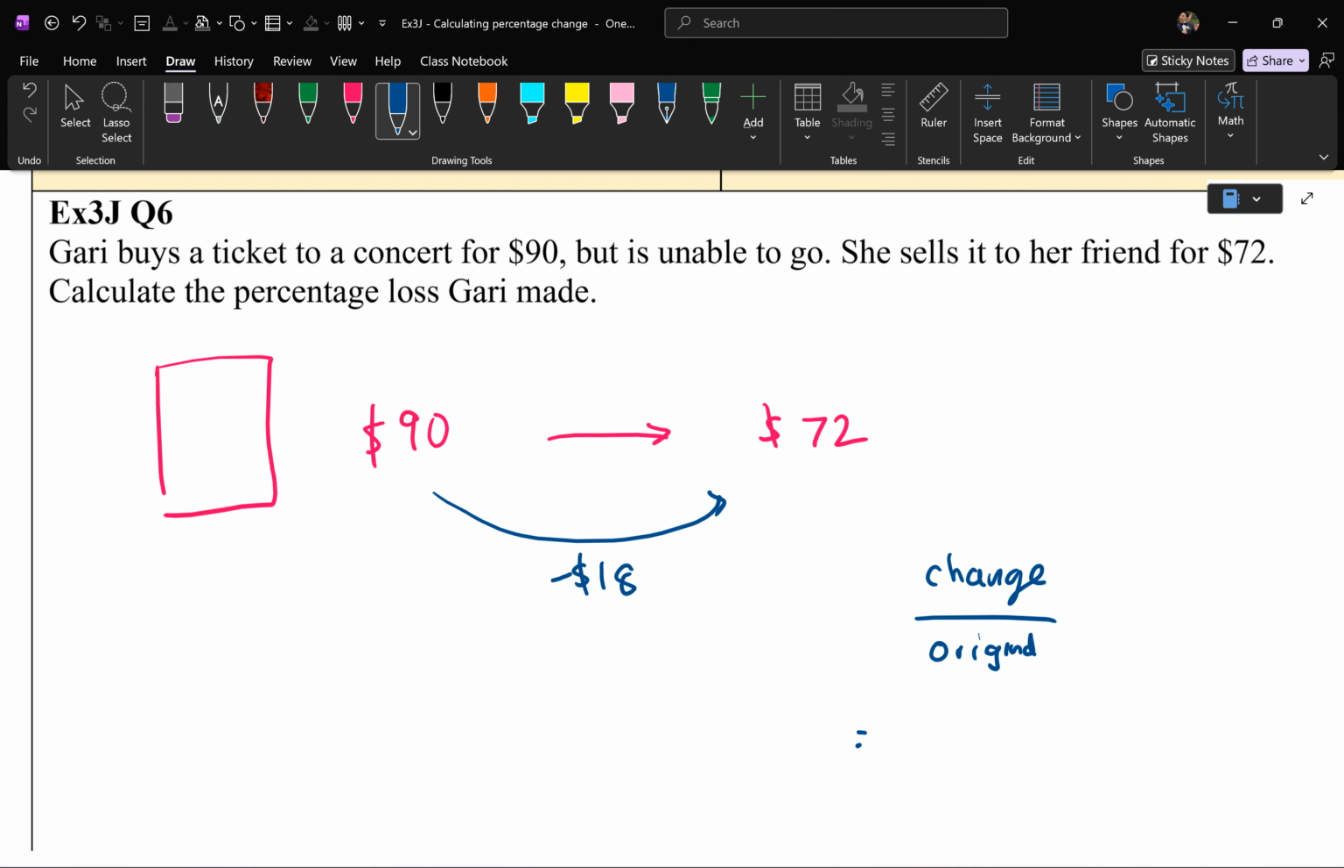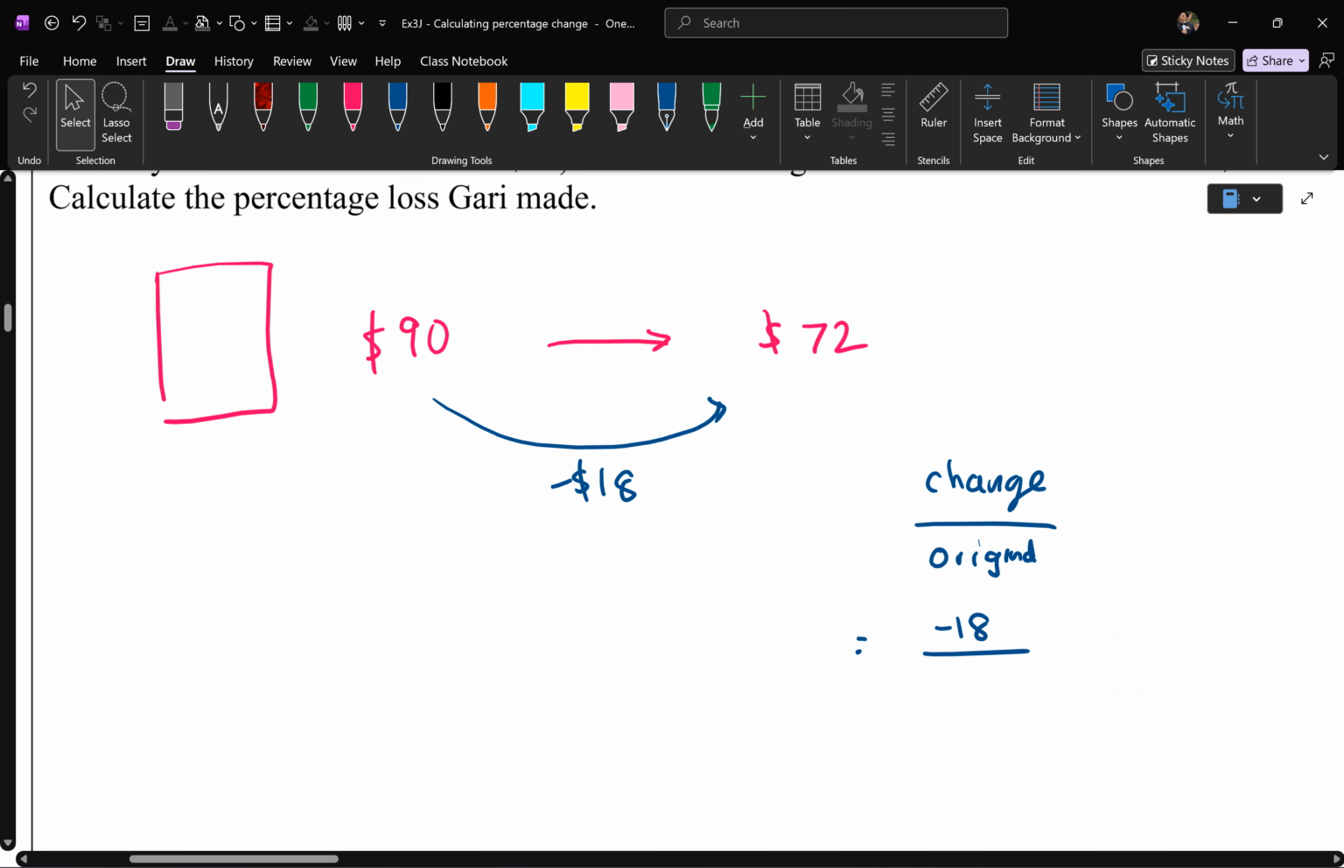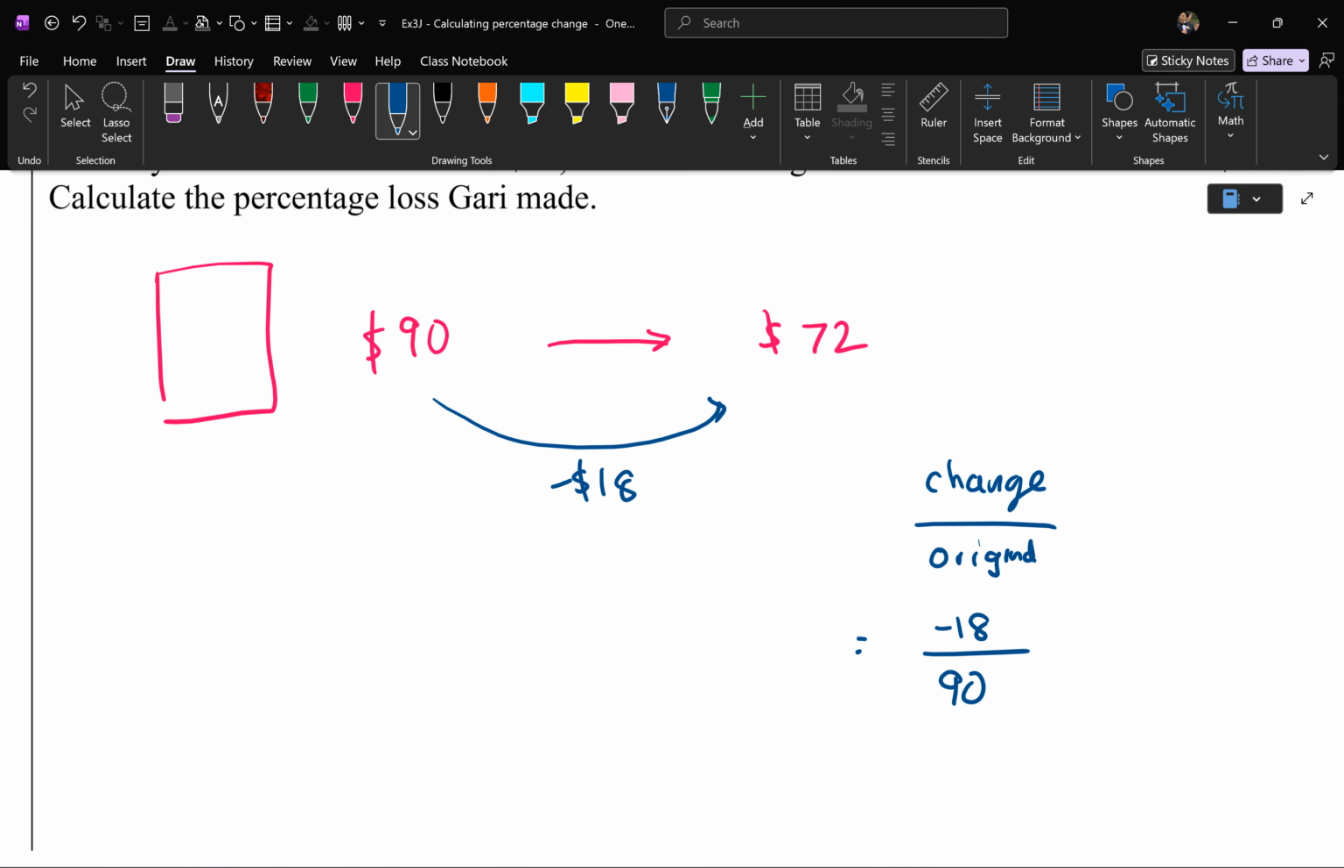The change was negative 18. How much did you start off with? 90. That was the amount that you spent. Minus 18 is how much you lost. This is a proportion or a fraction, but it's not a percentage. So how do I change to percentage again? Times by 100, because percent actually just means per 100. So I need 100 of them. So if I have 100 of these, it tells me in total how much of a loss I have in terms of percentage. So here we go.